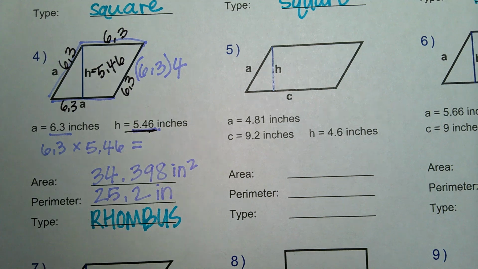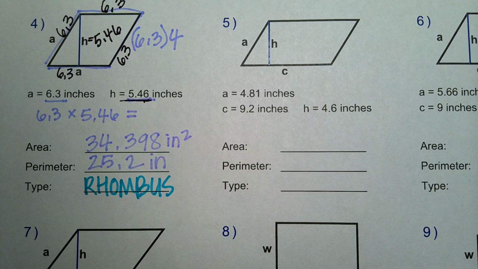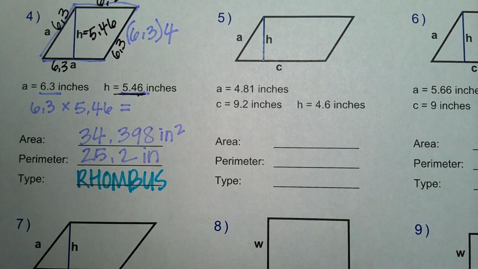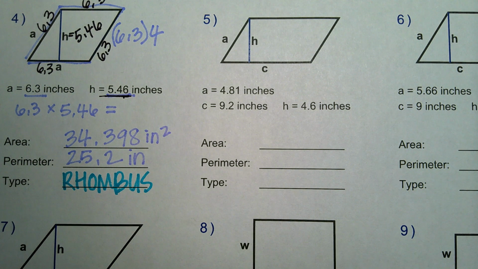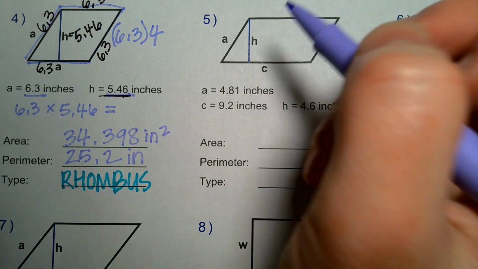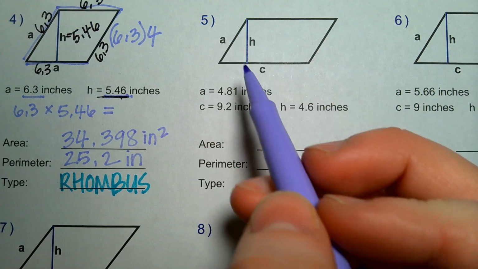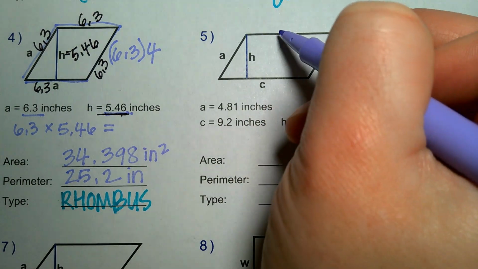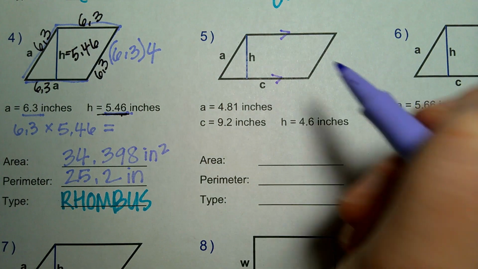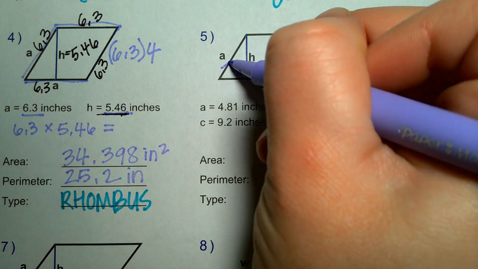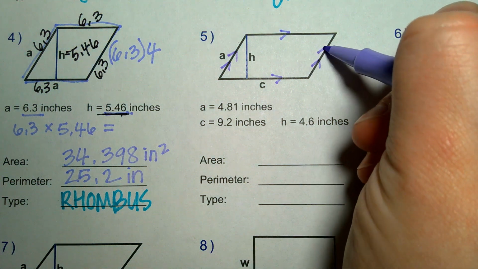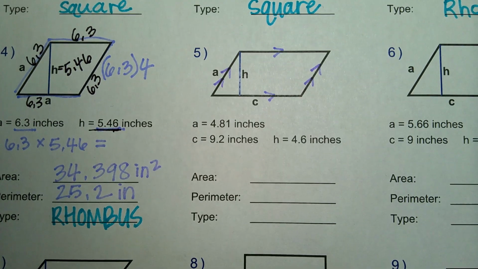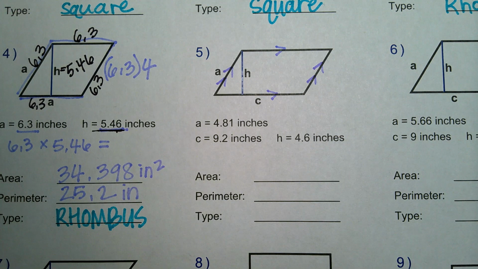Let's look at number 5. Now we have a different shape. What kind of shape is this? Parallelogram. Very good. So parallelograms are these quadrilaterals, these four-sided shapes where we have two sides parallel to each other here, and the other two sides are parallel to each other here. And we find the area the exact same way we do with a rhombus. We're just taking the base times the height.